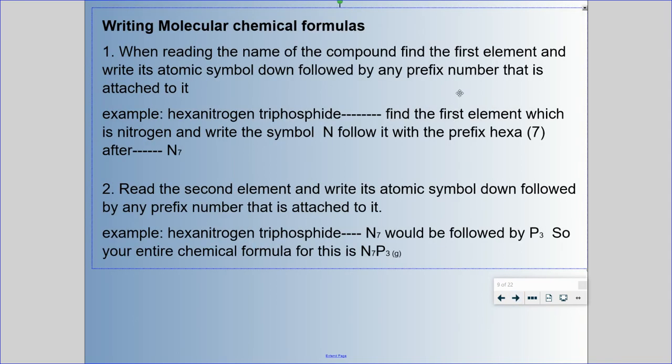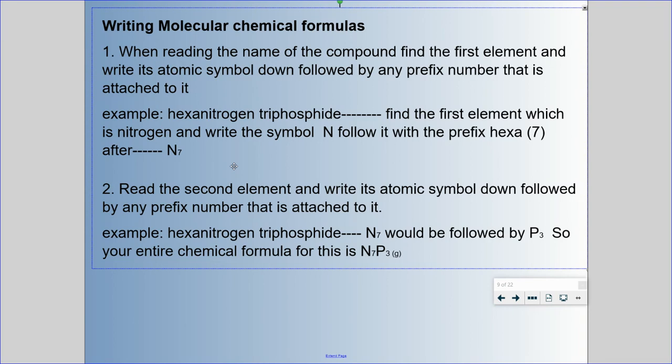So that's what we're going to do. We're going to find the element first and write its atomic symbol down, and then look at the prefix and put that number attached to it. So in my example of hexanitrogen triphosphide, I would start by finding my first element, which is nitrogen, and I would write its symbol down. So here's nitrogen, write the symbol. I would then go back and ask, what is its prefix? Its prefix is hexa. So I'm going to say, okay, hexa means 7. So I'm going to write N, and then put a 7 beside it. All right, that is how you would read and convert to a chemical formula.